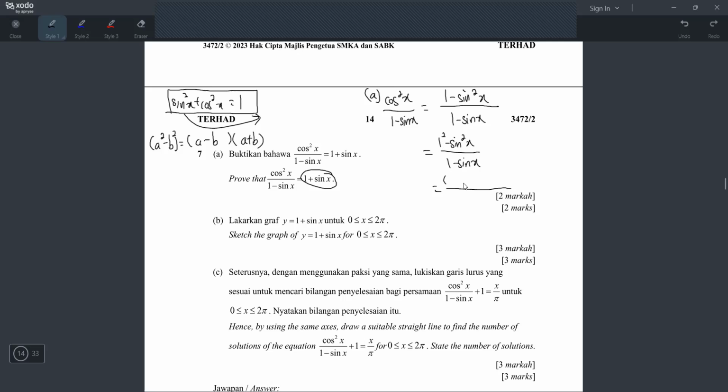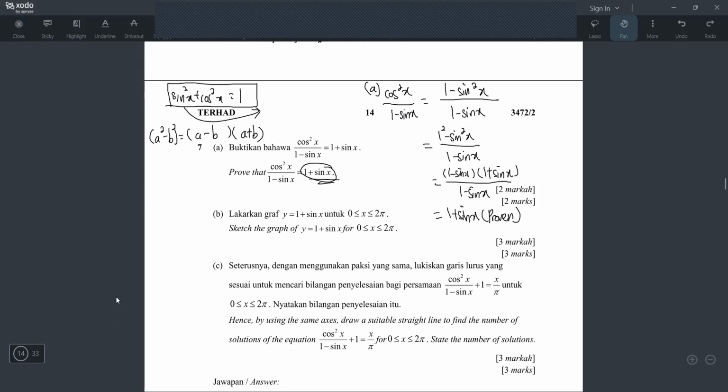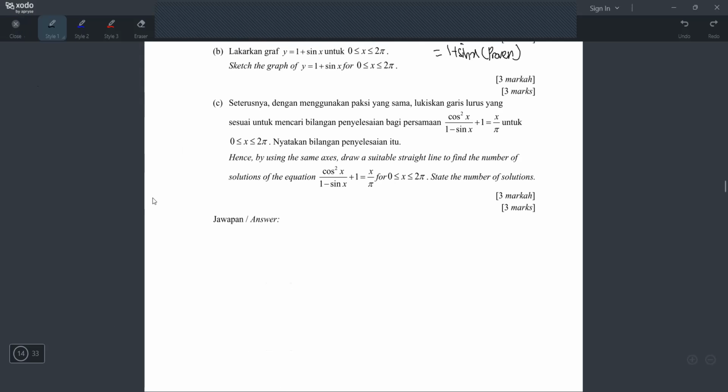1 square minus sine square, we can open two brackets and write 1 minus sine x and then 1 plus sine x. But the bottom is still 1 minus sine x, right? So now we can cut this one and this one, but I won't cut. I'll just cut it in my head and then we're left with 1 plus sine x. And then we write the word proven, because we already changed from left hand side to right hand side, 1 plus sine x. Okay, very easy. Let's go to B.